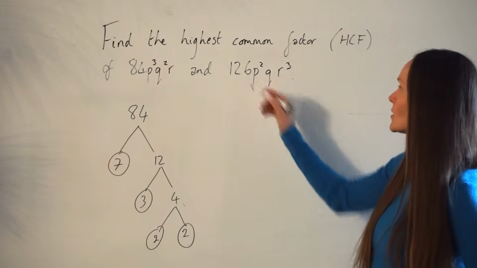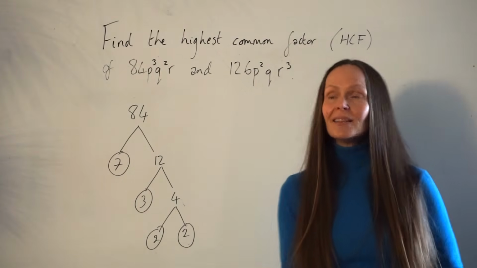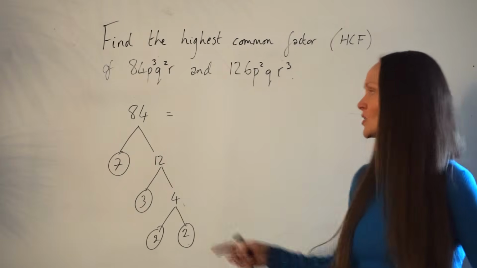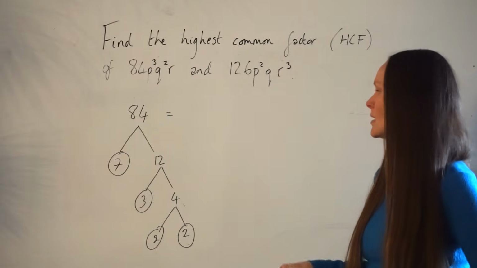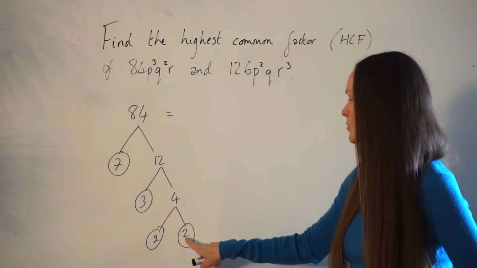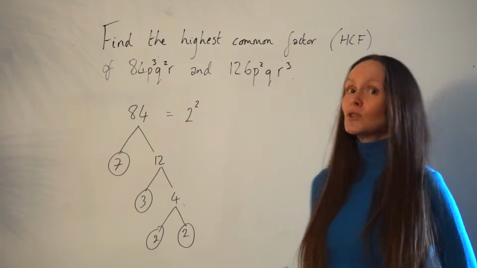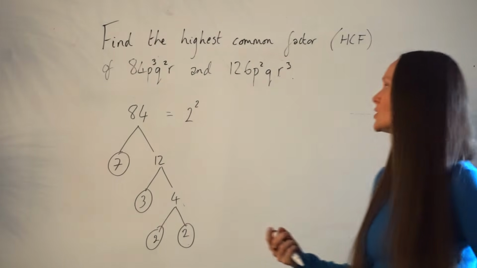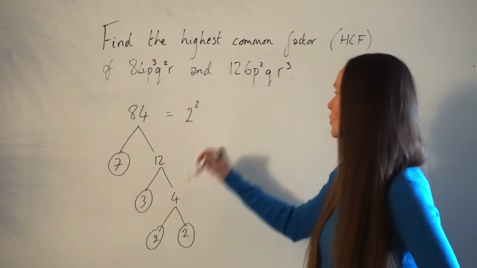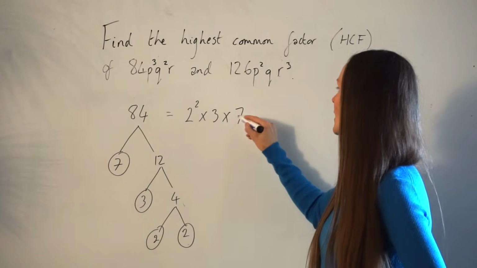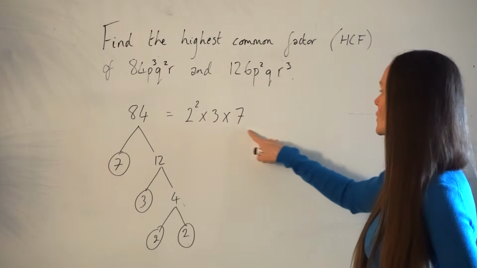Okay, so before I go on to the next number, I'm just now going to write the number 84 as a product of its prime factors. So we're going to multiply these together. So I'm going to take the number 2, so 2 times 2 is the same thing as 2 squared. And it's helpful to write it in power form, as you'll see later on. Then we need to multiply by 3, and finally by 7. So there's 84 as a product of its prime factors.